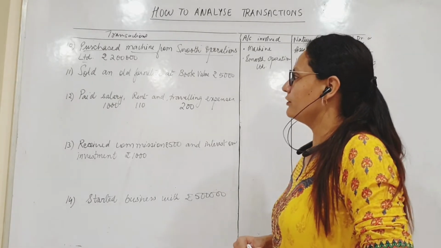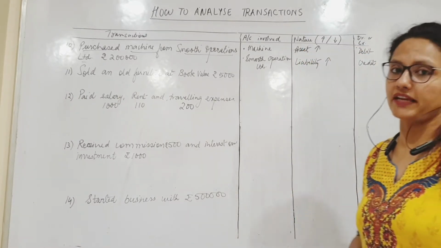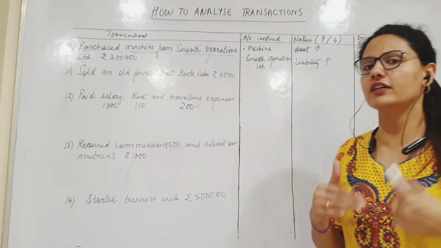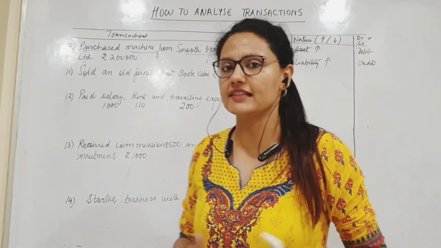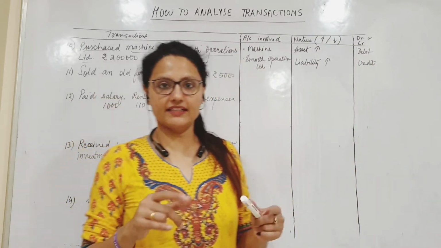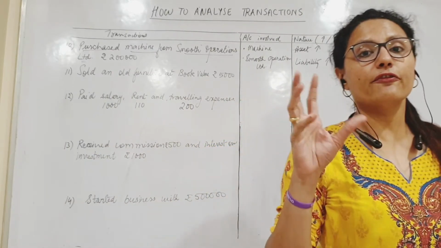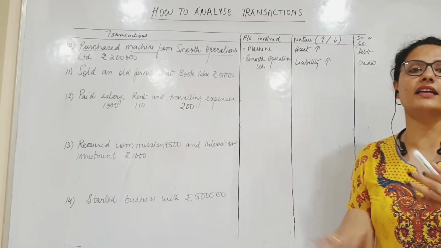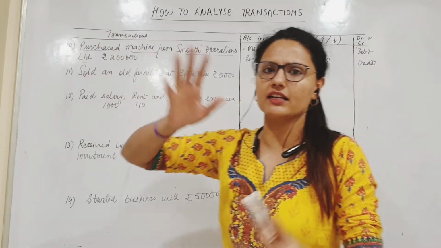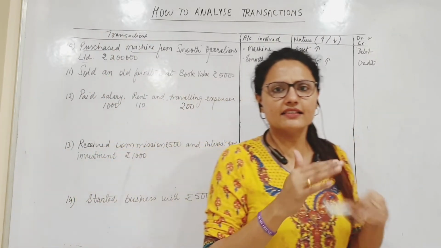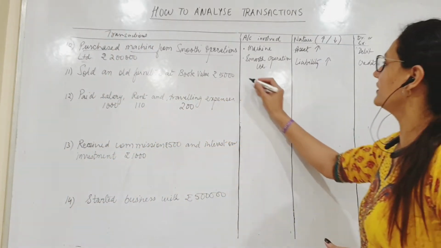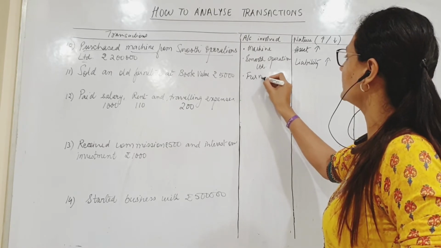11. Sold an old furniture at book value 5,000. Now old furniture. Furniture क्या है? Goods है, asset. Asset, fixed asset. We already learned that, right? So fixed asset है. Asset is going up. You're selling off, मतलब asset जा रहा है, कम हो जा रहा है. So asset is decreasing. Which asset is decreasing? Furniture. So I need to record that in furniture.